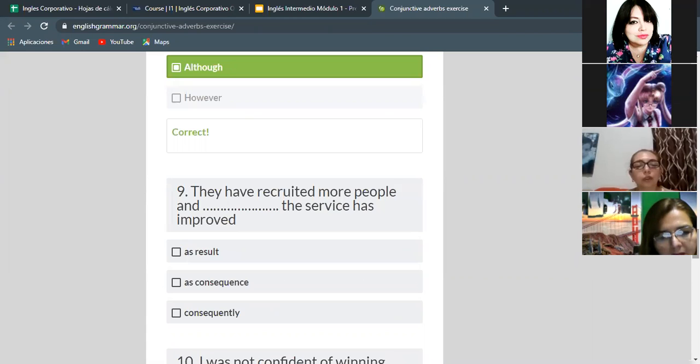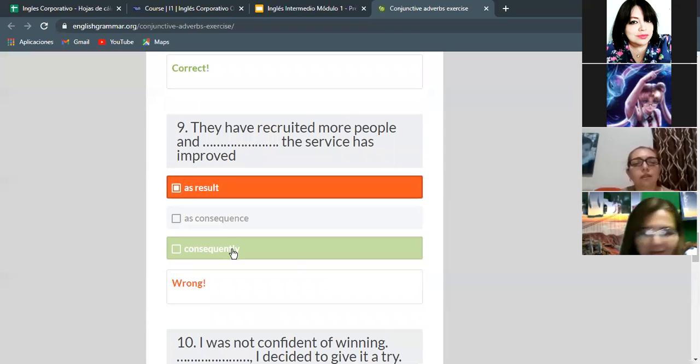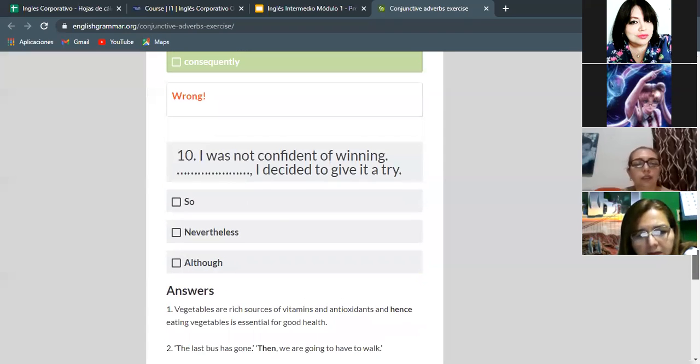Number nine. They have recruited more people and as a result, as consequence, or consequently, the survey has improved. As a result. Everybody agrees on that? Yes. Okay. As a result, that is not correct. The good one was consequently. Yeah, because it's a consequence of the other one. But it's better consequently because it's an adverb, right? Consequently.